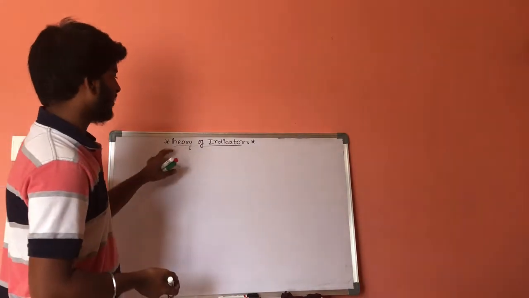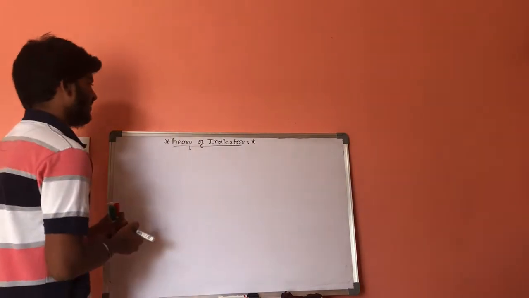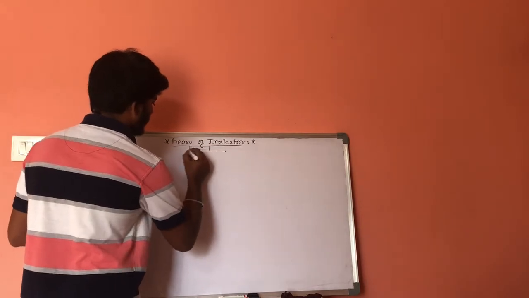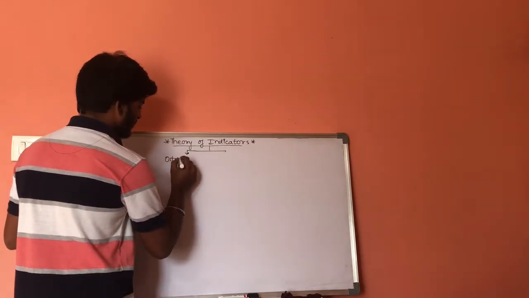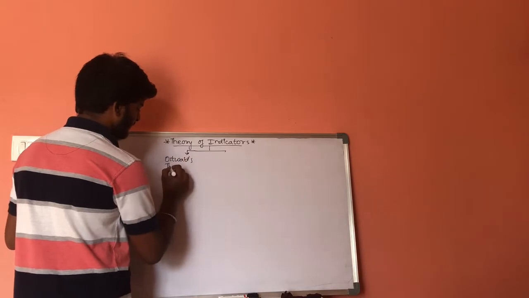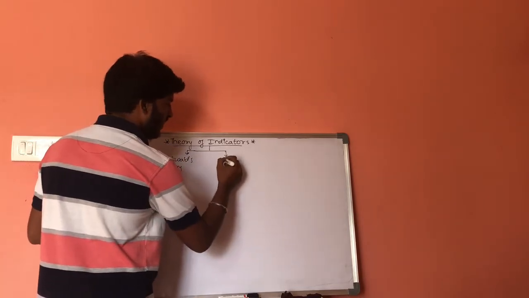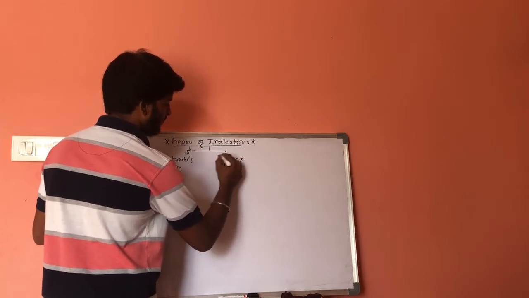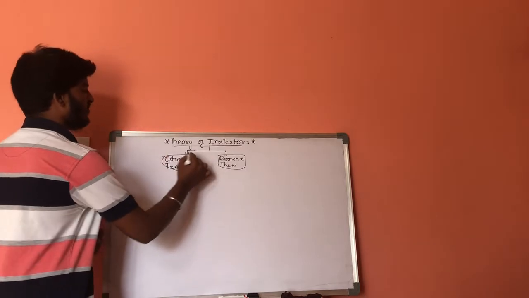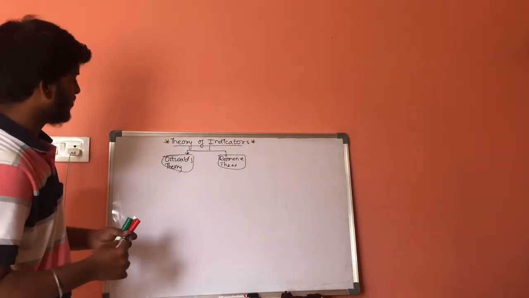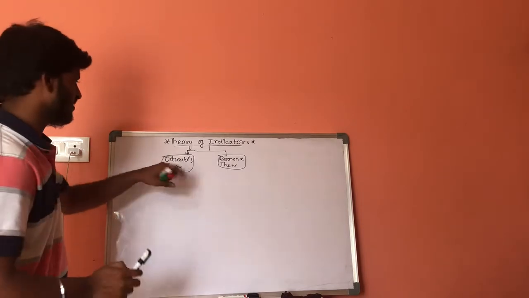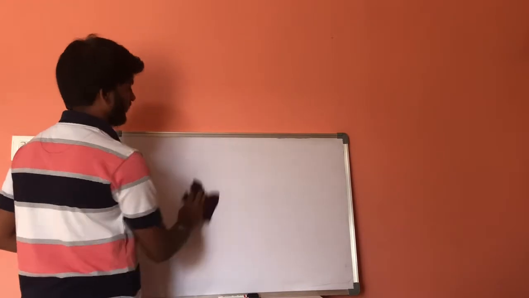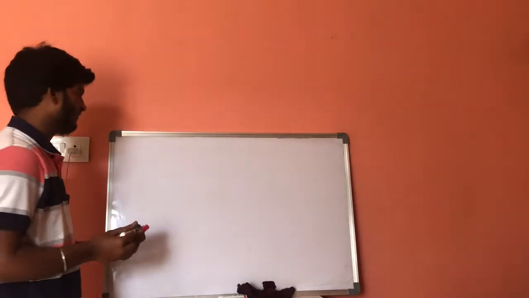Generally, there are two different types of theories present. One is Ostwald's theory and the other one is resonance theory. These are the two different theories. Now, first let us discuss Ostwald's theory.